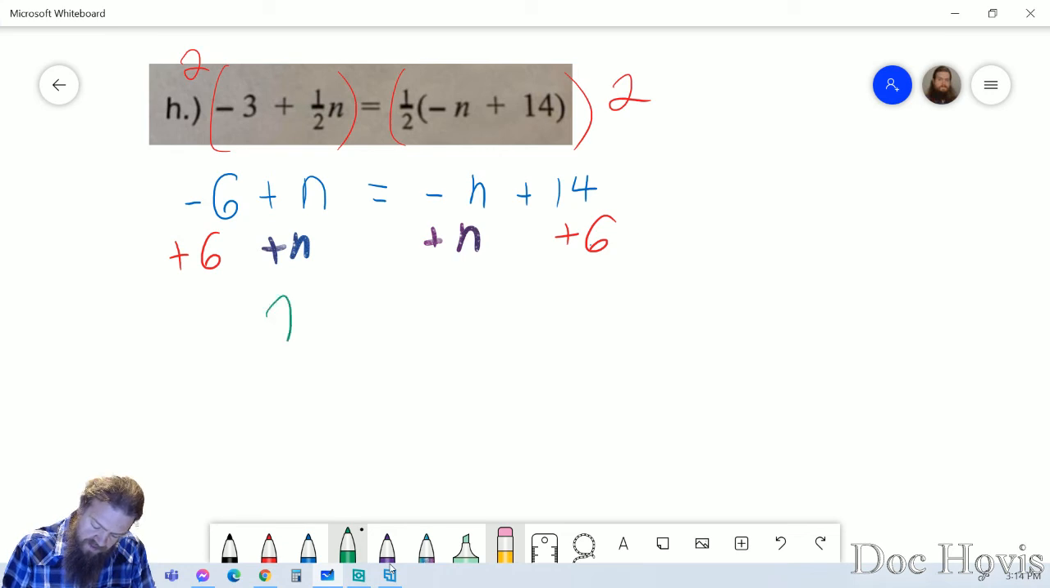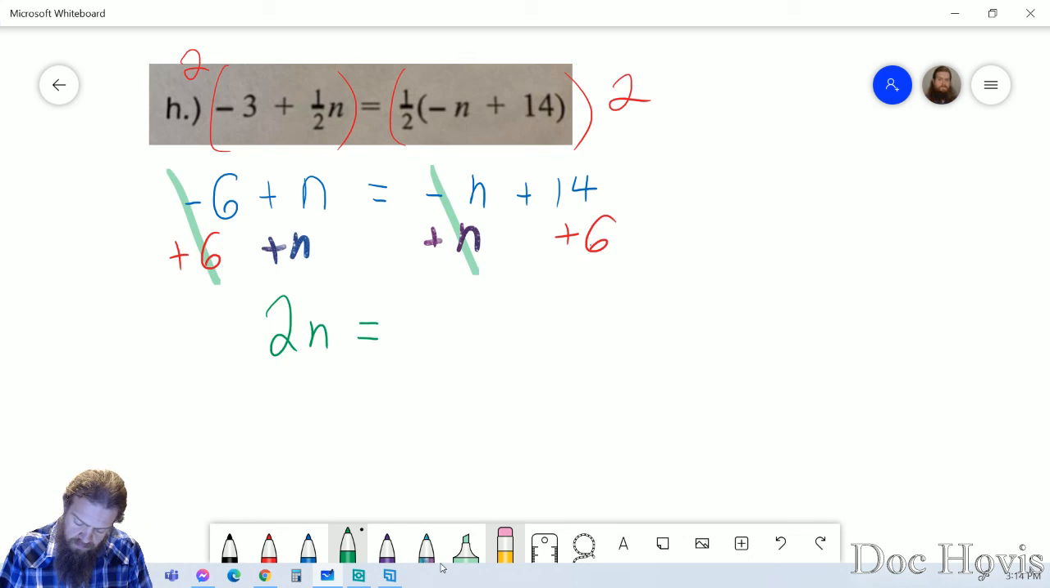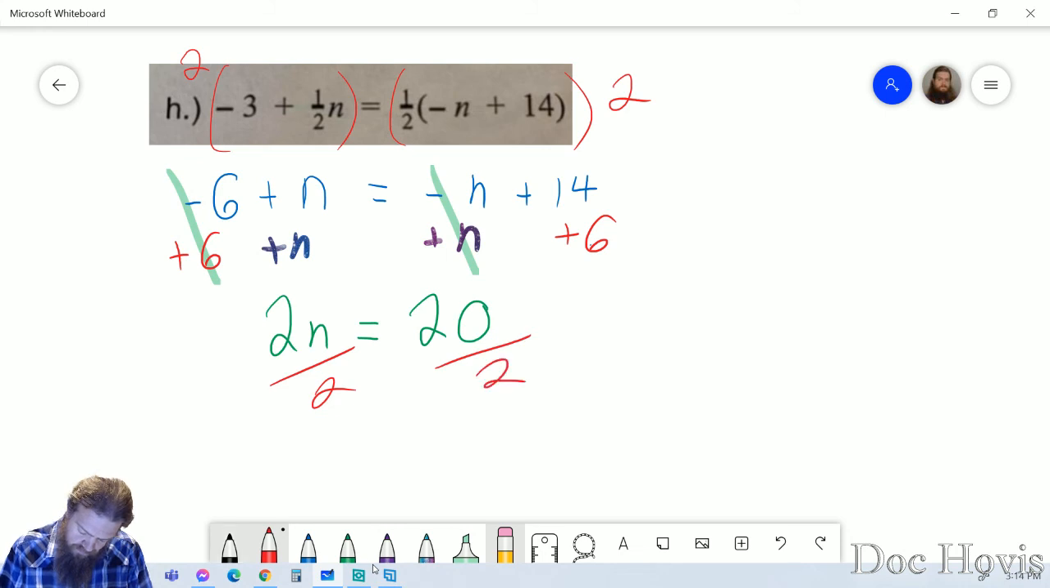n plus n is going to give us our 2n. Just like we said, this is going to cancel out. This is going to cancel out. We have 2n equals 20. 14 plus 6 gives us 20. And we only have one last step here, and that is to divide both sides by 2. And you get your answer of n is equal to 10.